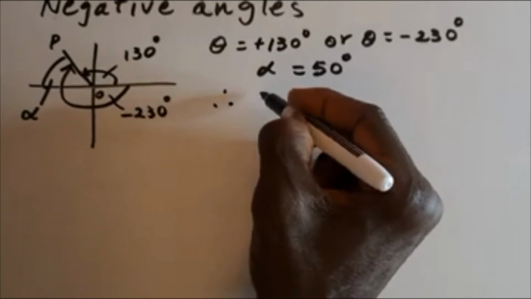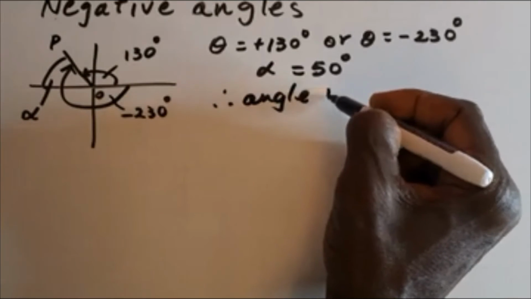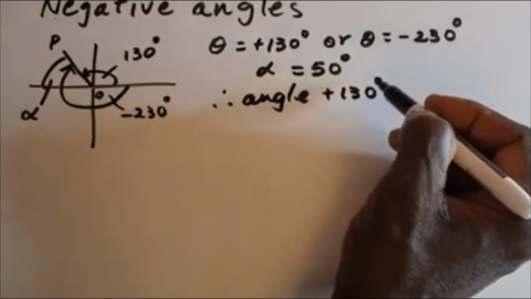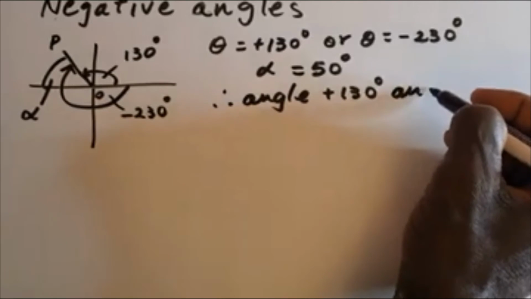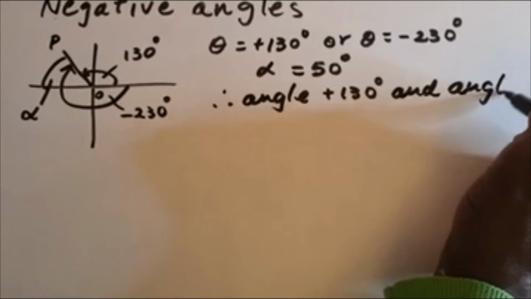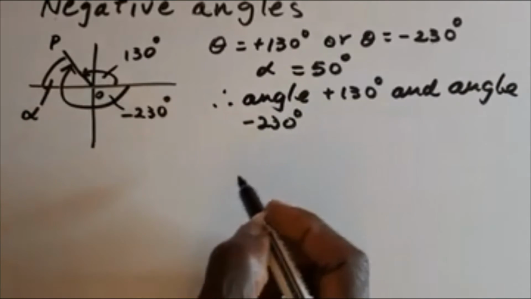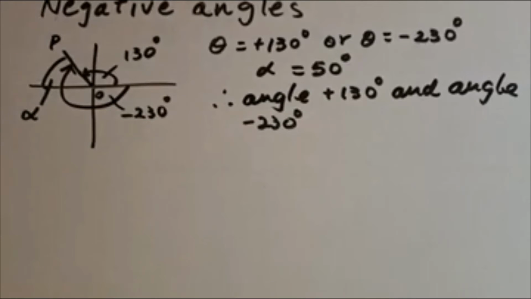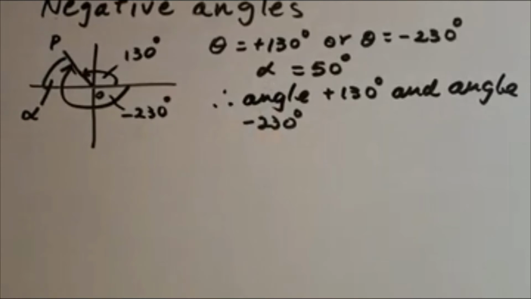So therefore, we have that angle is 130 degrees, and angle minus 230 degrees have the same trig ratios. So both of these have the same trig ratios because alpha is the same for both of them, even though one's going clockwise and is negative and the other going anti-clockwise and is positive.